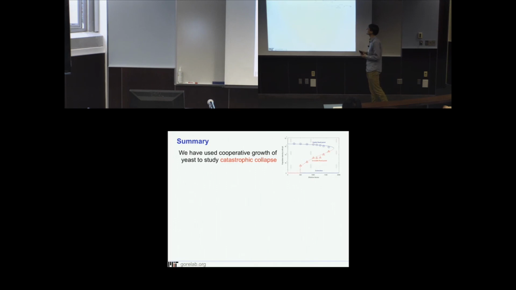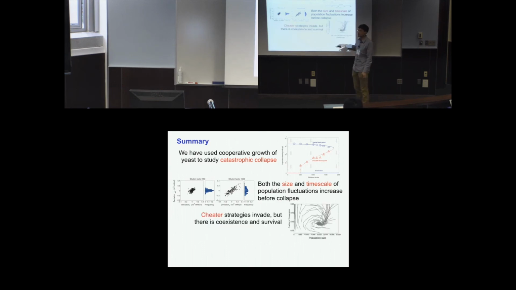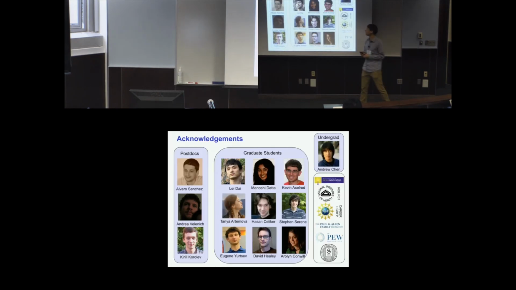So what we did is we used cooperative growth of yeast in the sugar sucrose to study this phenomenon of catastrophic collapse. We found that both the size and the time scale of fluctuations increase as you approach the tipping point. We also found that cheater strategies that don't contribute to the public good can invade and take advantage of a population of cooperators, but we get coexistence and survival of the populations. Finally, we've recently been excited about the idea that we can get a lot of insight by looking at these eco-evolutionary trajectories of those populations. I will end there by thanking the group once again and the funding sources. Thanks.